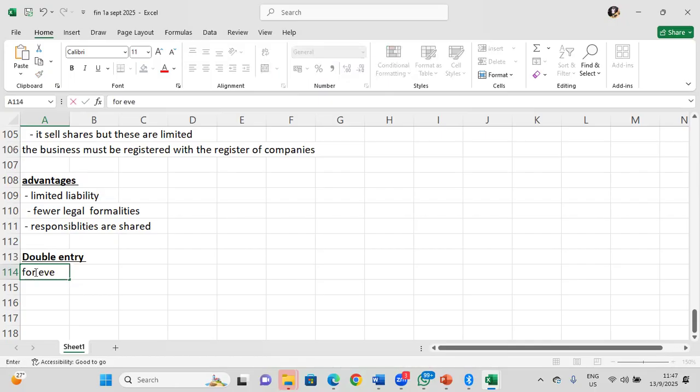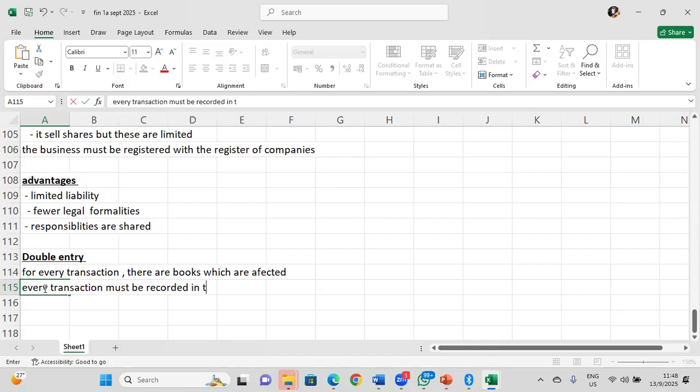Whenever we enter into a transaction, there are two books which are affected. There's the book of the receiver and the book of the giver. So we need to make sure every transaction is recorded in two books. Every transaction must be recorded in two accounts.